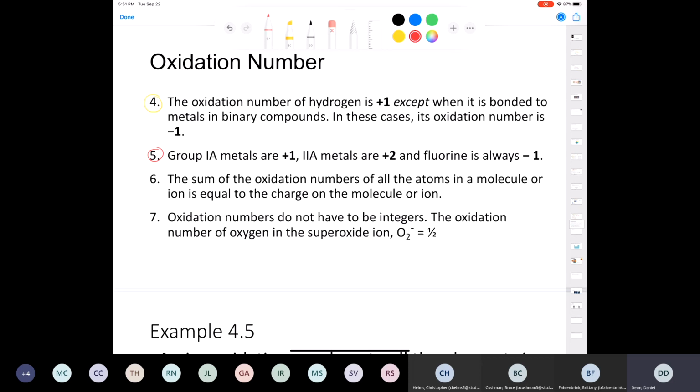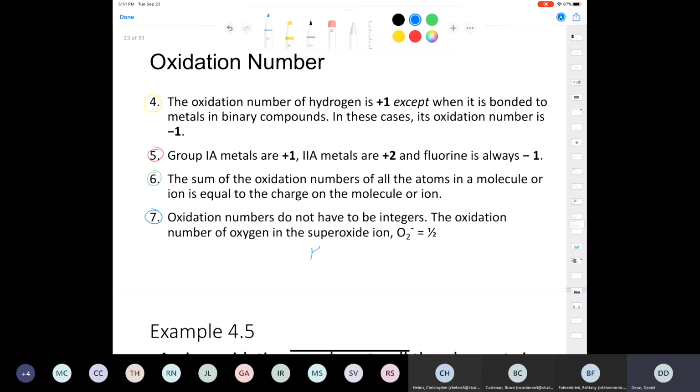The next one says that if you have a bunch of oxidation numbers, the sum of all the oxidation numbers of all the atoms in a molecule or an ion is going to be equal to the charge on the molecule or ion. That's fair enough. And then the last rule is this: the oxidation numbers do not have to be integers. The oxidation number of oxygen in the superoxide ion, O2-1, is -1/2, since you have 2 oxygens and you have a total charge of -1.